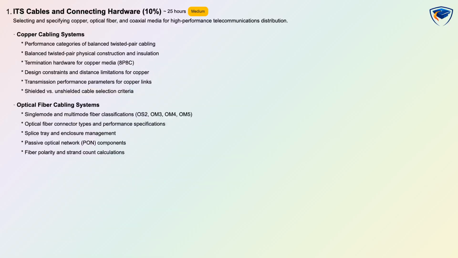Cables and connecting hardware is weighted at 10% and marked medium difficulty with about 25 study hours. You will learn to select and specify copper, optical fiber, and coaxial media for high-performance distribution. Expect to master balanced twisted pair performance categories, connector and termination hardware like 8P8C, shielding choices, and copper distance limits. The fiber portion covers single-mode and multimode classifications, connector types, splice management, PON components, polarity, and strand count calculations.